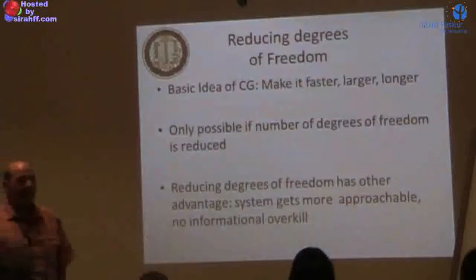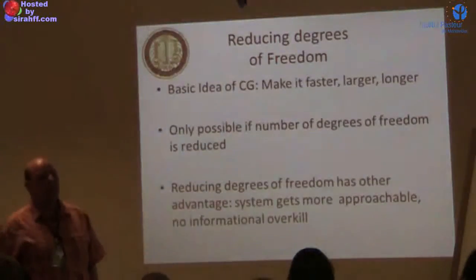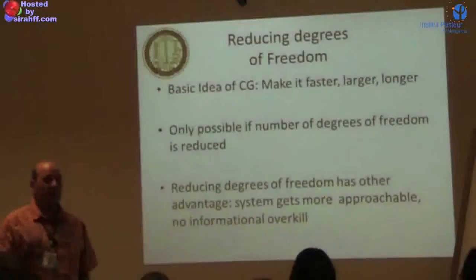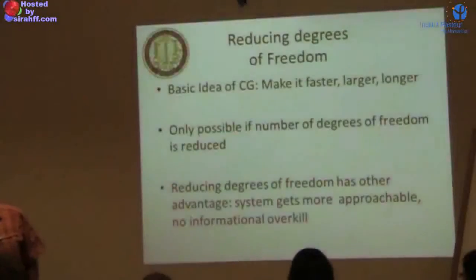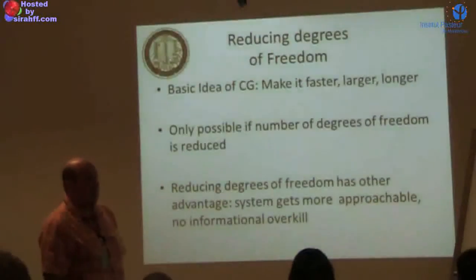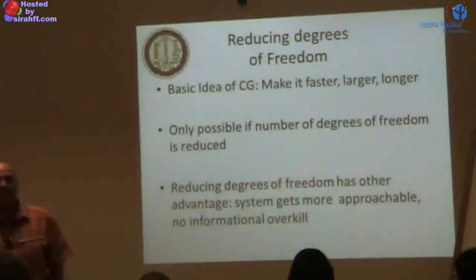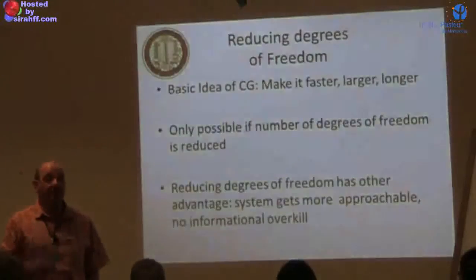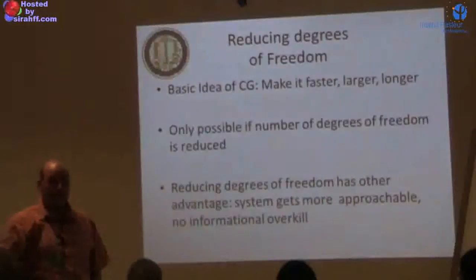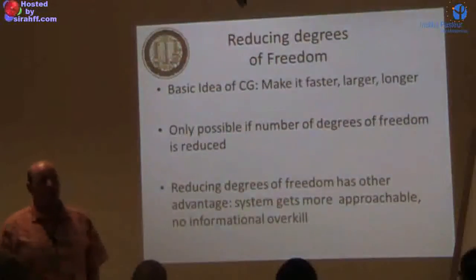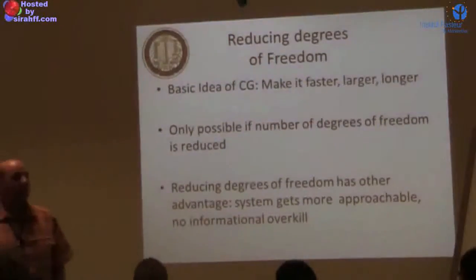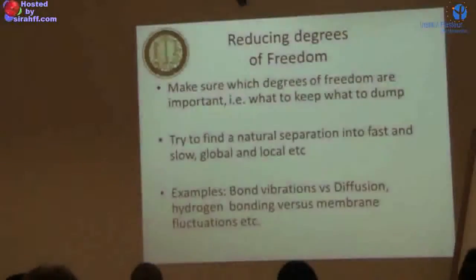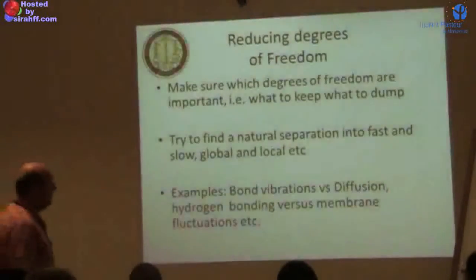If you have a huge atomistic trajectory, it's sometimes extremely hard to get the correct observables out, to find the interesting degrees of freedom. If you now have a coarse-grained model which has perhaps two to three orders of magnitude fewer interaction sites in the big case, then it's much easier to analyze and to find the correct observables within it. So on the analysis side, you sometimes have an advantage in coarse graining. Of course, the problem is you have to make sure which degrees of freedom are important.